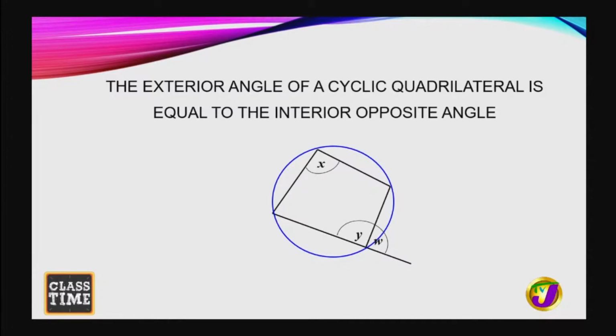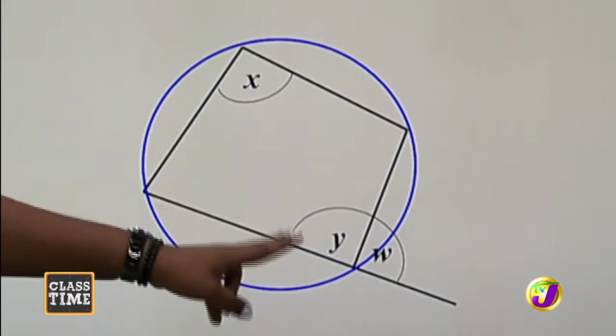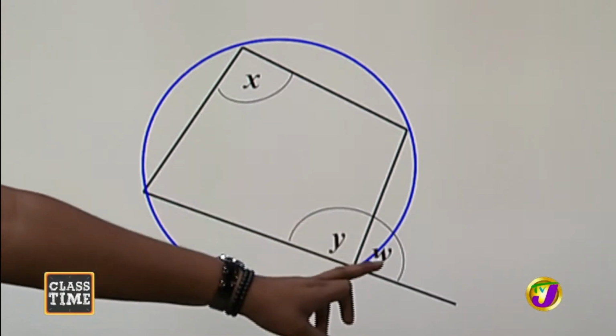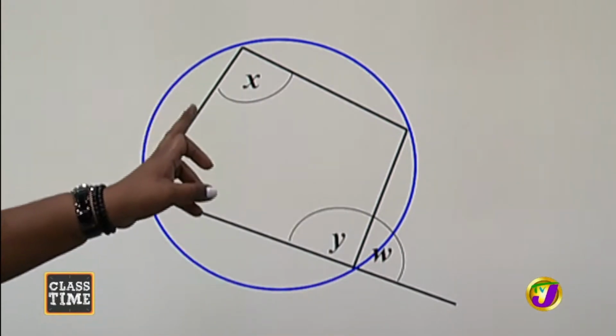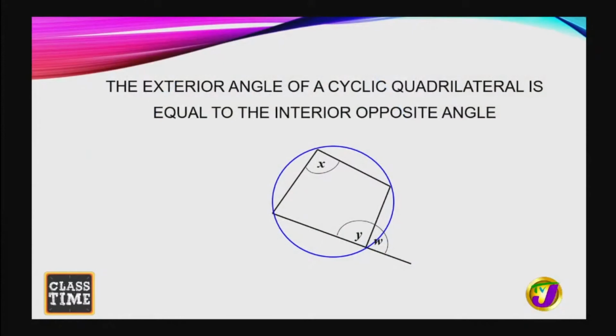Let's think about it now. If we know that angle W lies on a straight line, and we know that X and Y would sum to 180 degrees, then automatically the value of W and the value of X would be the same. So I know that W would measure 70 degrees as well, and I know that Y would measure 110 degrees.